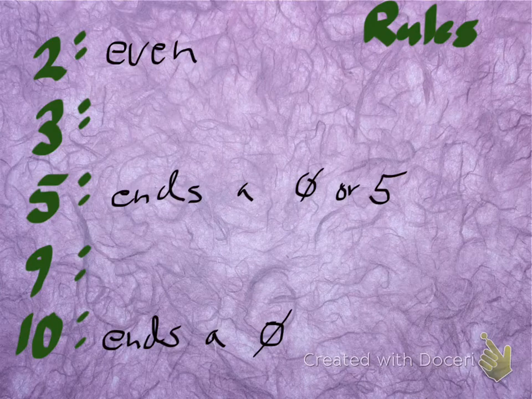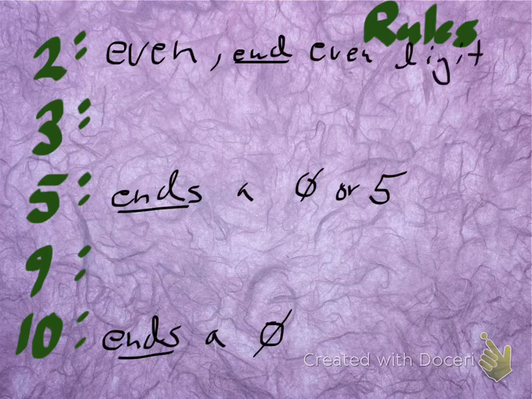So notice all of these rules, 2, 5, and 10, all we got to do is look at the last digit, whatever it ends with. If it ends with an even digit, then the number is even and it's divisible by 2. If it ends in a 0 or 5, like 15 or 20, then it's divisible by 5. If it ends in a 0, it's divisible by 10.